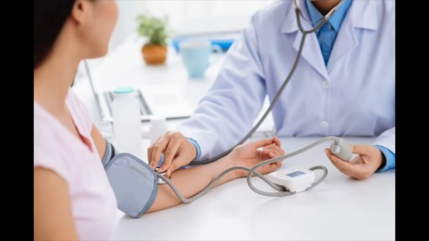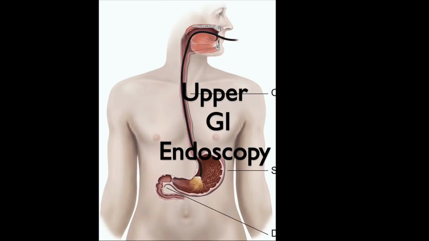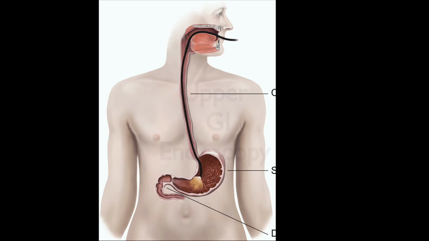Some GI tests and screenings include endoscopy, colonoscopy, ERCP, and paracentesis. Upper GI endoscopy is a procedure in which a doctor uses an endoscope, a flexible tube with a camera, to see the lining of your upper GI tract. This is used to detect bleeding or changes in the lining of the small intestine. This procedure requires the patient to complete bowel prep.